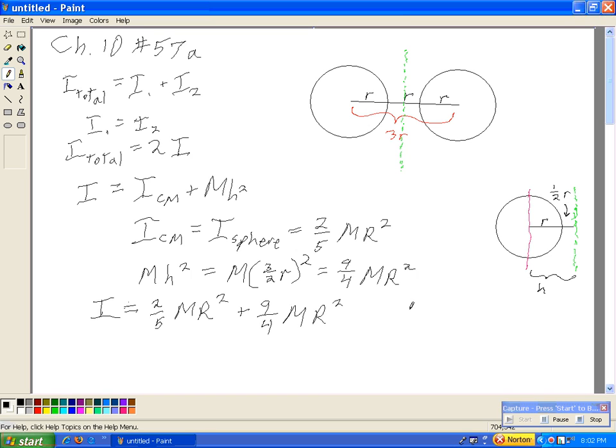So on the side, 2/5 plus 9/4 equals 8/20 plus 45/20, which equals 53/20. Okay, so I equals 53/20 mr squared.